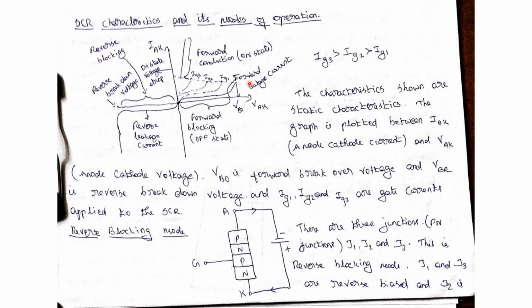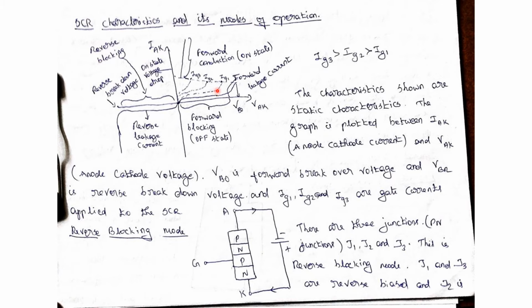This first quarter is known as forward conduction and forward blocking mode. In the first quarter, both forward conduction and forward blocking mode are there. This is the on state. The graph that we are getting is like this. This point is known as breakover voltage. Once the voltage comes to this point, the SCR will be turned on.